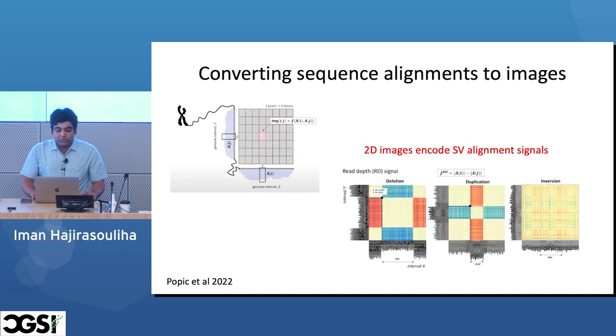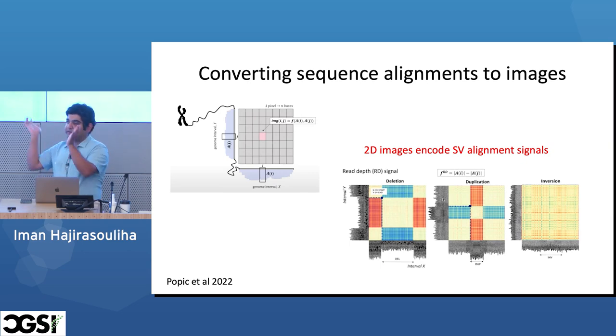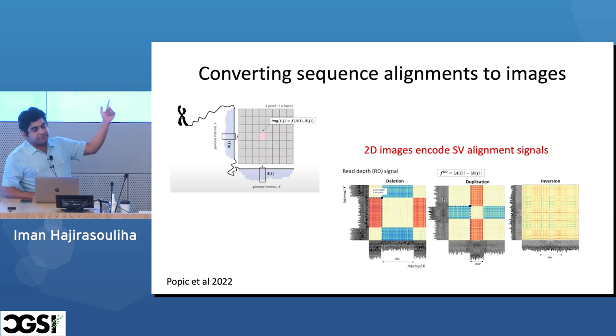How Cue converts sequence alignment to images, you can see on this figure. We have two intervals on the reference genome. We juxtapose interval X and interval Y, and we use a function to convert the alignment signals in these intervals to a single pixel. What are the alignment signals that we use? Similar to what people use for SV detection, for example read depth, split reads, and discordant read pairs. The change of orientations can have different images. So essentially, for each signal, we have an image. I'm showing you here one of these channels, for the read depth signal.